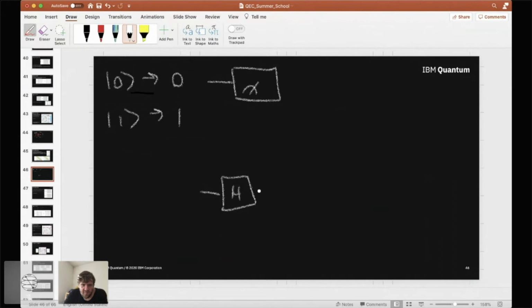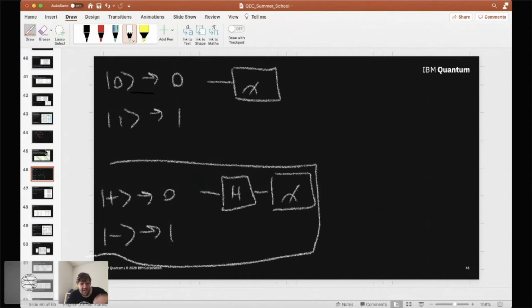We can implement that by first doing a Hadamard and then doing a measurement. And this turns the result plus into zero. So we'll get a zero if our qubit is in state plus, or it takes minus and turns that into one. So it's an X measurement that we're doing now. We're looking at parity in the X basis, so instead of in terms of zeros and ones, we're doing it in terms of pluses and minuses.